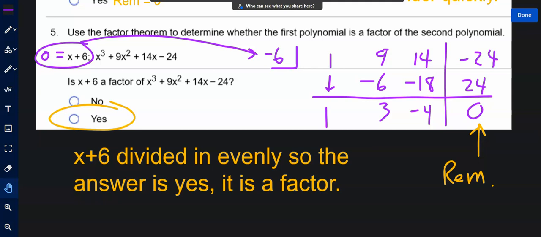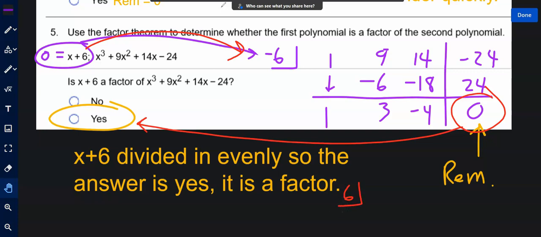Okay, so x plus 6, that means the box is going to have a negative 6 in it. Going to go through the process, the synthetic division. We do end up with a 0 this time. Right? Multiply, add, multiply, add, multiply, add. We end up with 0. So that means, of course, we're going to conclude yes.